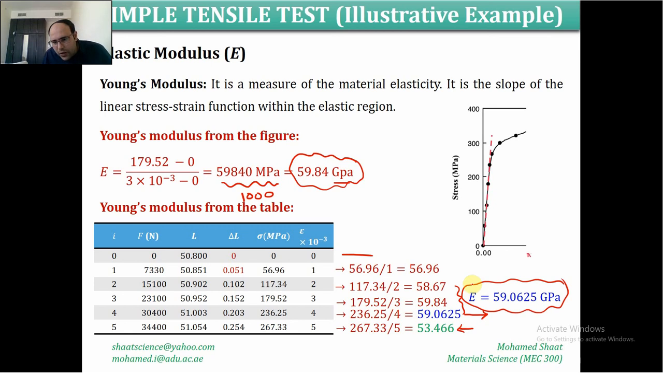If you compare this one from the table to the one that we derived from the figure, it is almost very close. It is typically the same as this point. But it is fine to choose any one of these 3 values to be representative of the elastic modulus of the material. It is not necessary to be the exact value. We are estimating, we are finding the approximate value of the elastic modulus of the material based on this data or from the figure. Make sense?